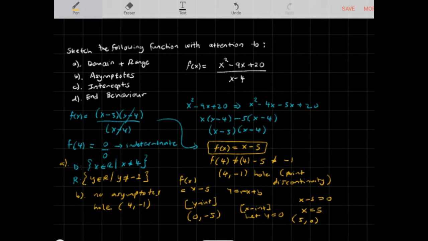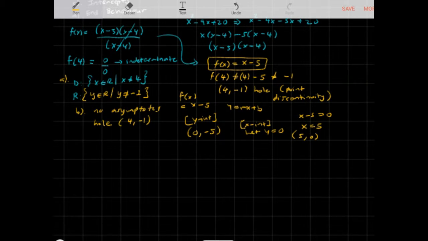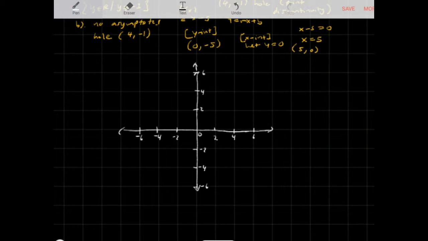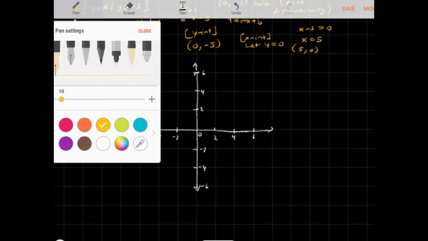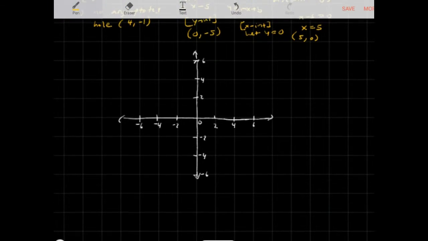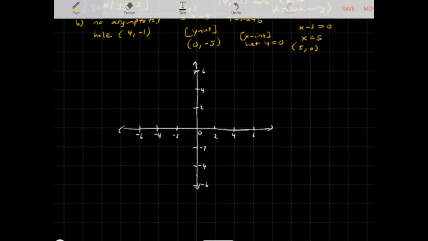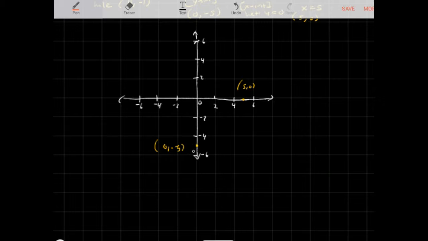Now let's sketch out this graph really quickly. Okay, so I'm just going to create a grid. Okay, so this is our grid, and I'm just going to plot these points out. Okay, so we have the y-intercept (0, -5), say it's somewhere here, and the x-intercept (5, 0), say it's somewhere here. Okay, let's draw the line in a different color. And this is what we expect. Let's just make this line a little lighter. This is what we'd expect.